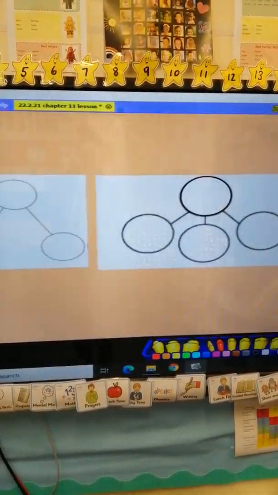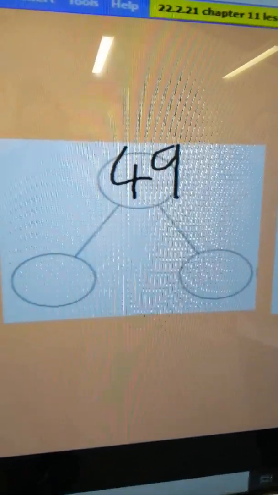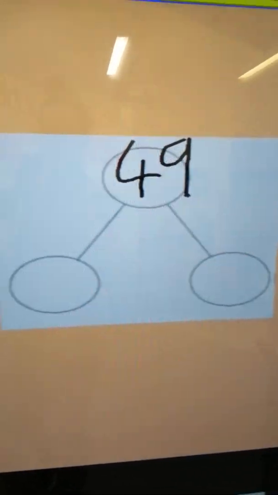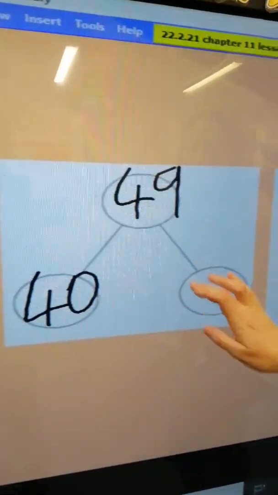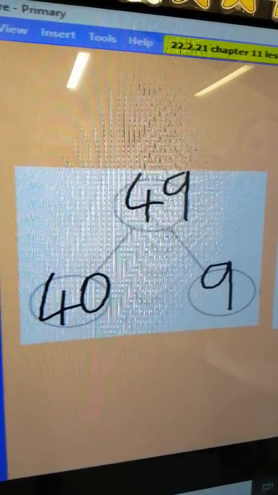Right, okay, can we see if we can partition 49? What will I get if I partition it into 10s and 1s? Pause the video now. This should be really easy peasy. Well done. 49 is made up of 40 and 9. The 4 represents 4 10s, which is 40. The 9 represents 9 1s.